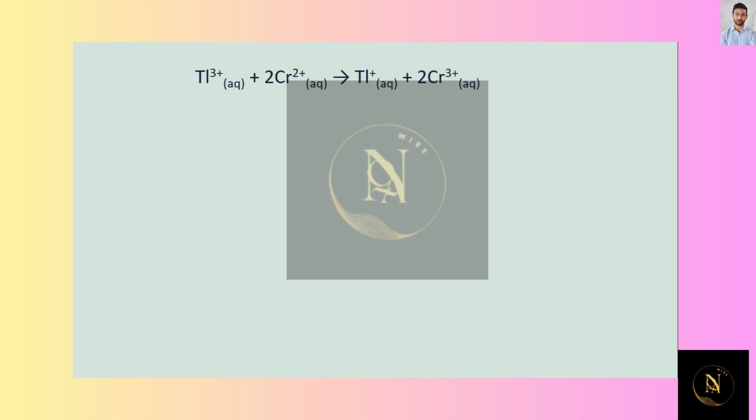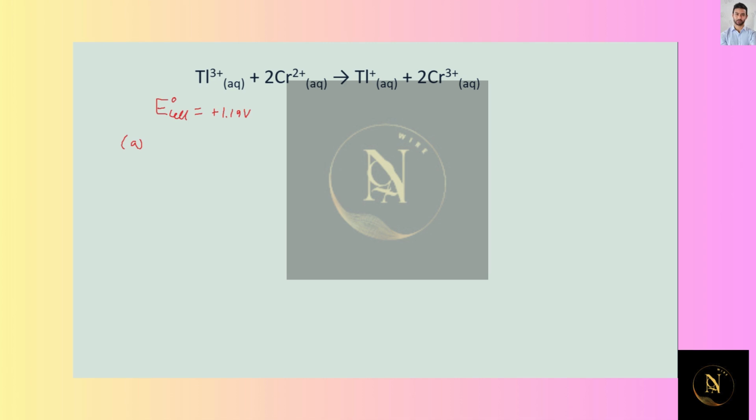All right, so we have a voltaic cell that uses the following reaction: Tl3+ + 2Cr2+ goes to Tl+ + 2Cr3+, and has a measured standard cell potential. So the measured cell potential, that's E cell naught, of positive 1.19 volts. In part A, we are asked to write the two half-cell reactions.